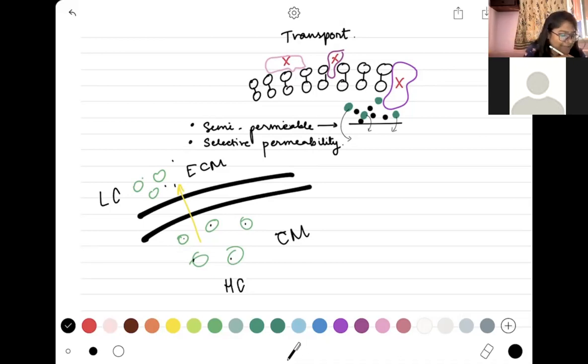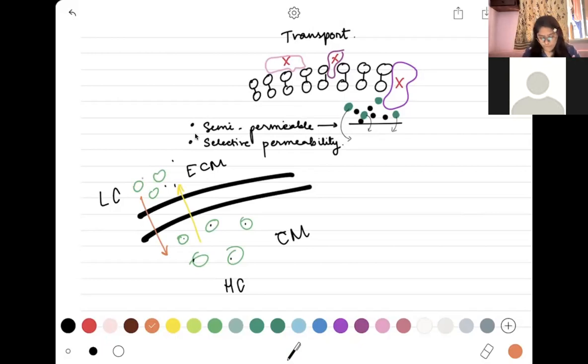But if you have a similar kind of situation, but the transport is happening in the reverse order, which means that from the ECM it is coming to the CM, that is, from the extracellular matrix your substance seems to be moving towards the cellular matrix, then what you would say is that this transport is happening against the concentration gradient. And when this kind of transport is happening against the concentration gradient, here you are going to spend some amount of ATP in getting this particular task done.